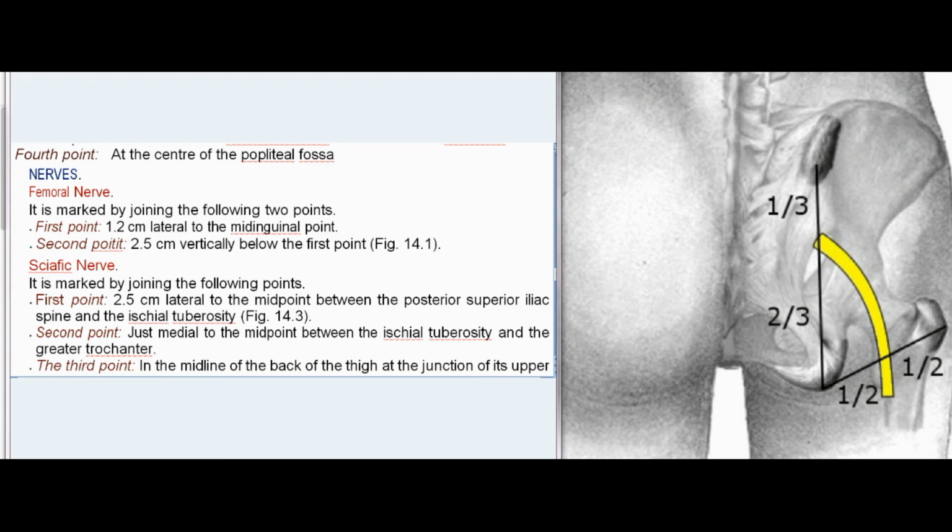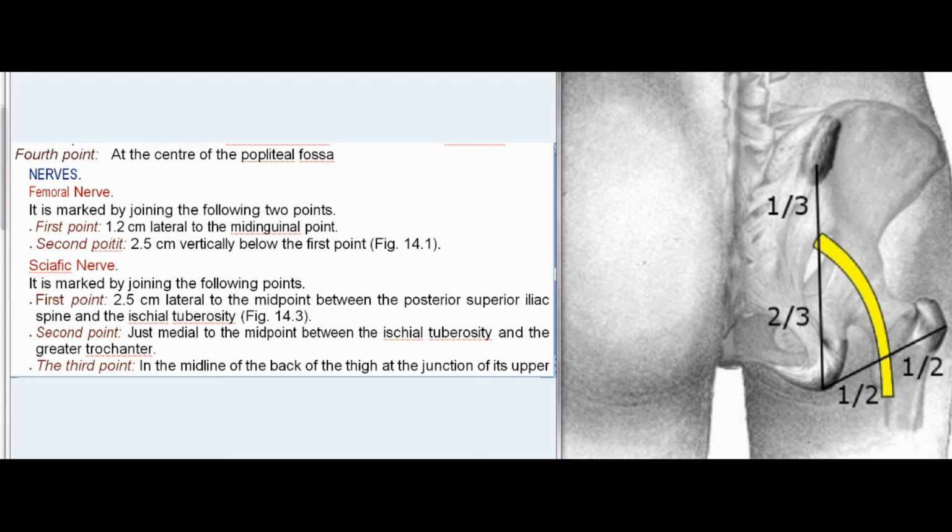Nerves. Femoral nerve. It is marked by joining the following 2 points. First point, 1.2 cm lateral to the midinguinal point. Second point, 2.5 cm vertically below the first point, Fig 14.1.